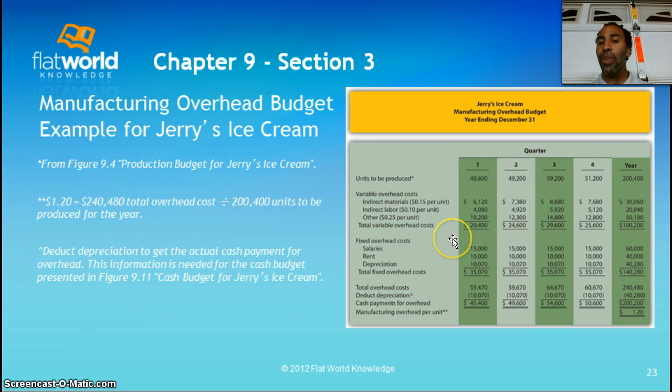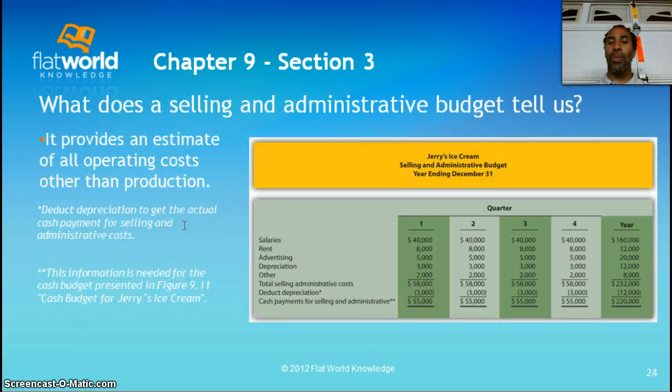So then you have your total variable overhead costs, your fixed overhead costs, which are salaries, rent, depreciation, and then you have your total overhead costs, you deduct your depreciation. All right, and then you have your cash payments that come out for overhead. Roll up the entire thing, do your division, and you come out with a manufacturing overhead per unit of $1.20, right? So if you look at the legend, it tells you exactly how you came to the $1.20, and also you can see it in example throughout the book. So I'll let you look at that on your own.